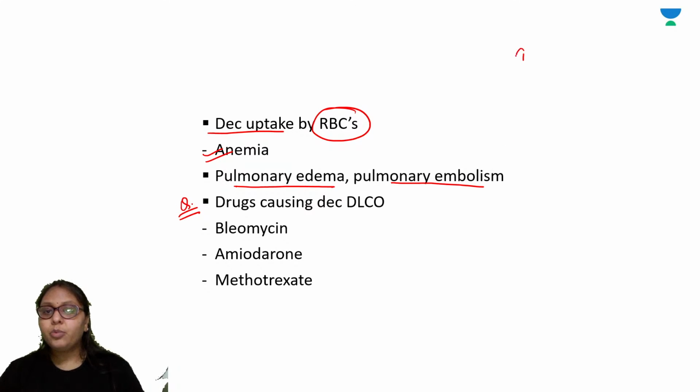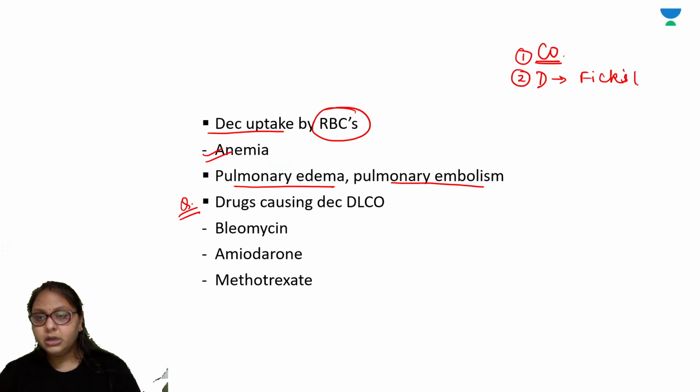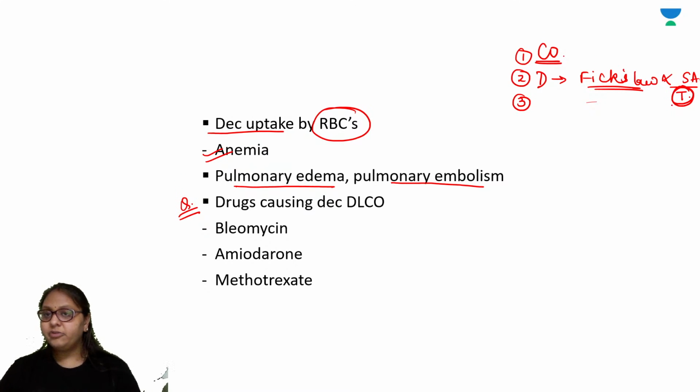First question पूछते हैं, what gas is used to measure the diffusion capacity? It is carbon monoxide. ठीक है. Second, diffusion capacity, it is according to the Fick's law of diffusion. ठीक है, Fick's law of diffusion. Third question, the Fick's law of diffusion, it is directly proportional to the surface area and inversely proportional to the thickness of the membrane.